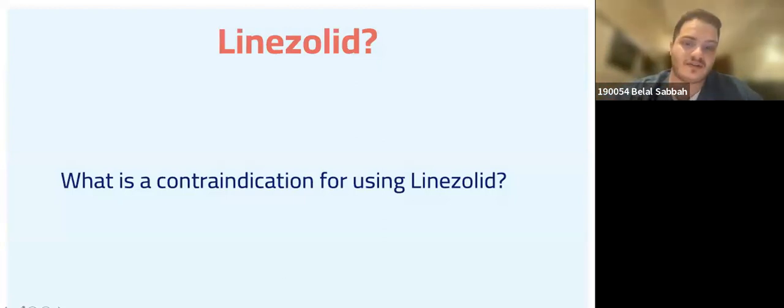So before you start them on linezolid, look in the question stem. They might try to trick you and say this person is taking SSRIs. You would want to take linezolid off your options. Okay. It's a little trick they use.